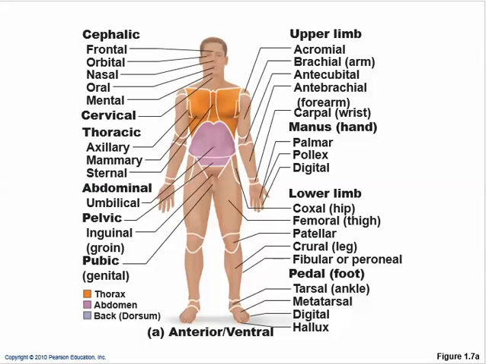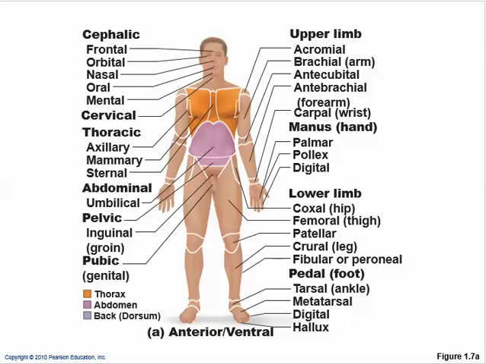So a lot of it is in Latin or in Greek. So the head is the cephalic region. That's part of the axial skeleton. The forehead is the frontal, around your eyes is orbital, your nose is nasal, around your mouth is oral, your chin is mental. Your neck is the cervical region.